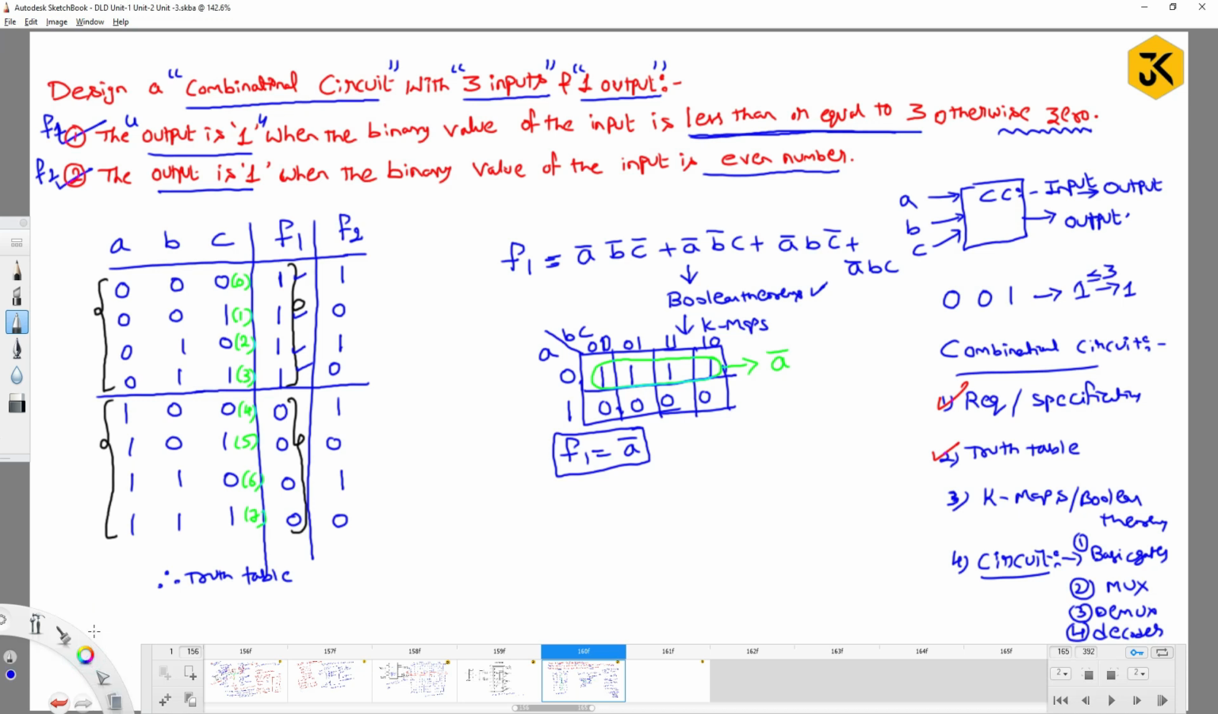Similarly, you can try to find out f2, guys, right? So for f2 you are going to take all the minterms of 1s. All the minterms of 1s are A bar B bar C bar, or A bar B C bar, or A B bar C bar, or A B C bar, right? So this last one is A B C bar. Trying to solve it this way is again maybe error prone, so that's why I am going to use a K-map here also.